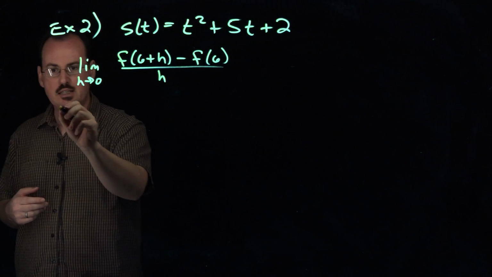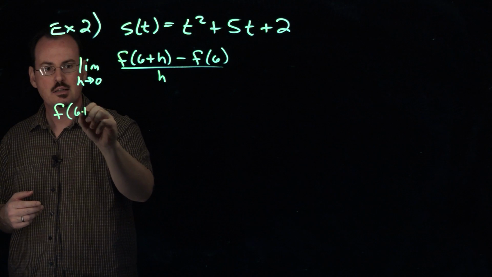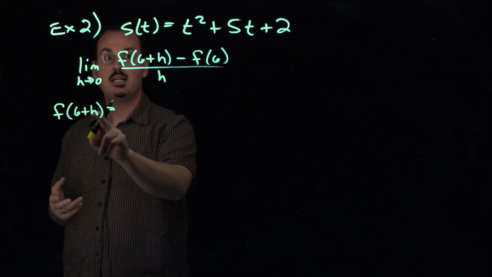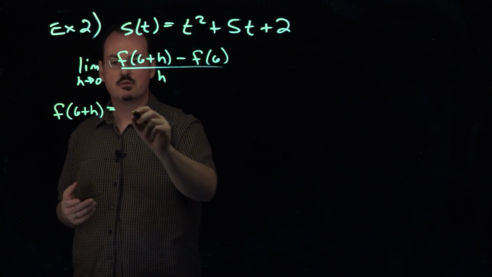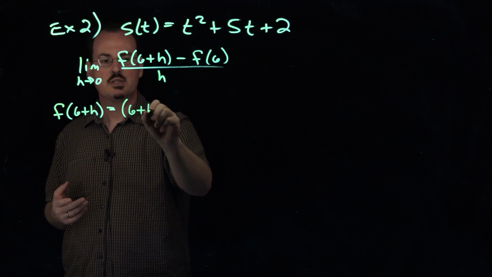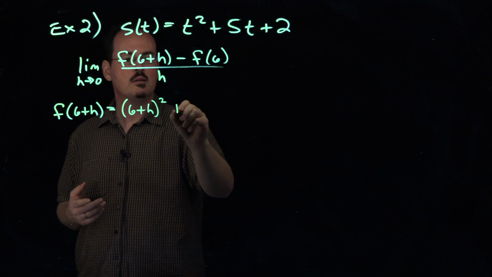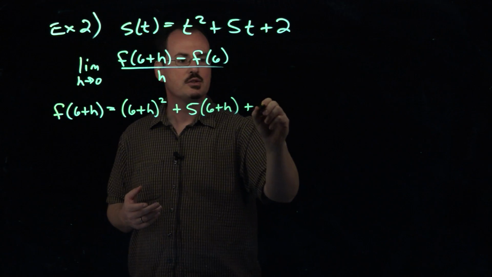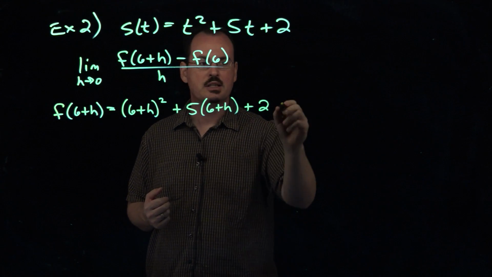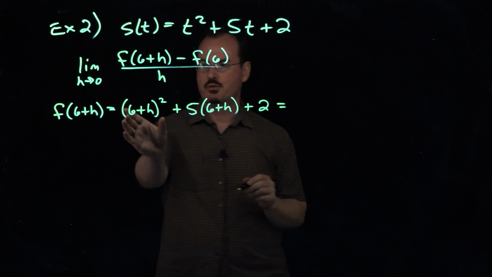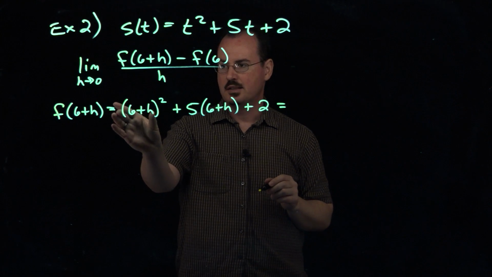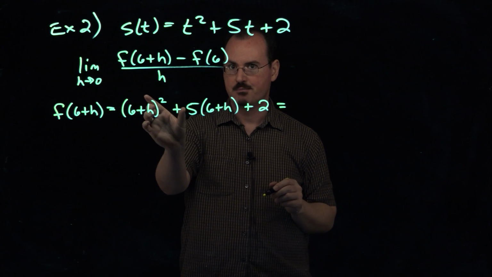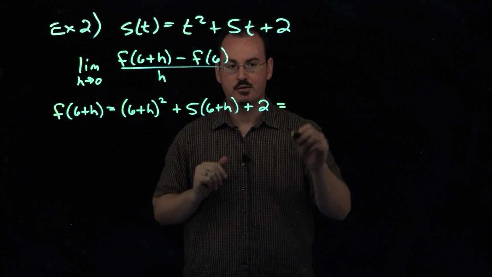So f of 6 plus h will be whatever I get when I plug 6 plus h in for the t here and here. So if we do that, we're going to get 6 plus h squared plus 5 times 6 plus h plus 2. So that's f of 6 plus h. Now we're going to have to simplify this. Now remember, when you've got 6 plus h squared, that's not 6 squared plus h squared. That's 6 plus h times 6 plus h. That's a binomial times a binomial, so you have to do FOIL on that.